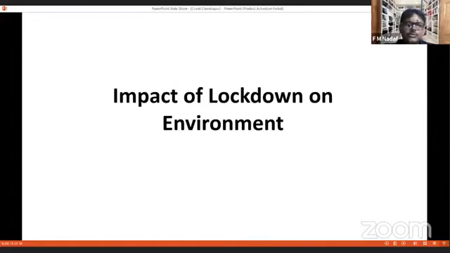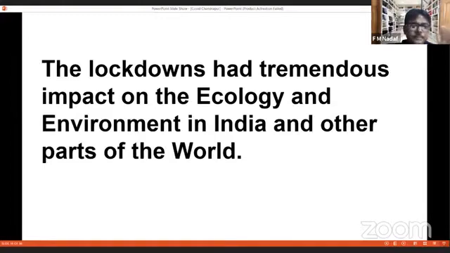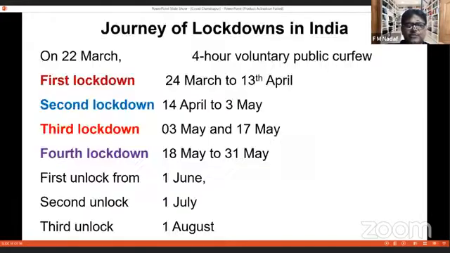Now, with this particular background, a little bit of historical background, let's come down to the positive impacts of lockdown on our environment. It has caused a tremendous impact on ecology and environment in comparison with what we had earlier. This is not only in India, but pan world, pan globe, pan planet. So everywhere we have found the positive impacts.